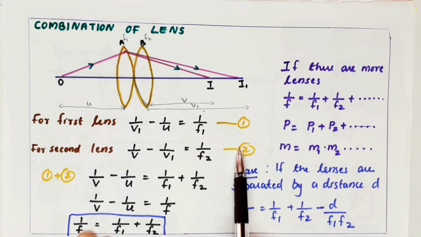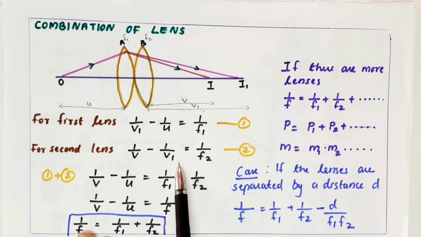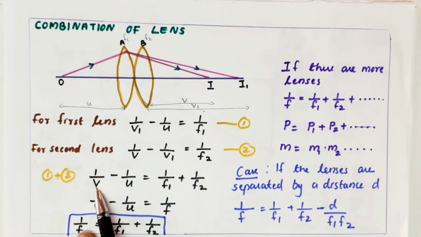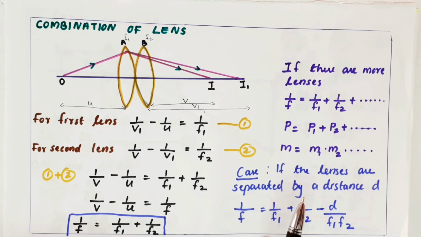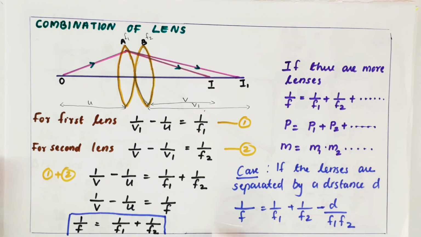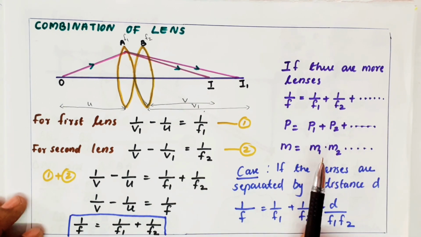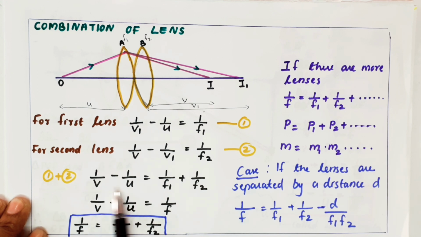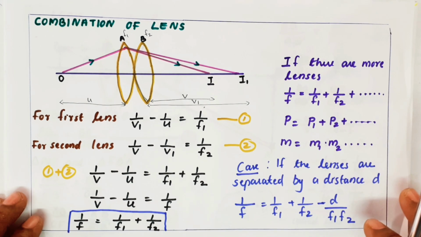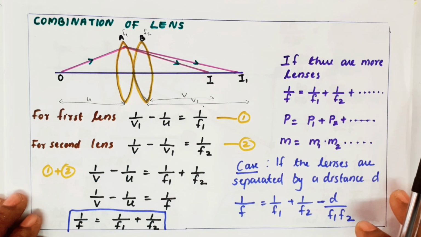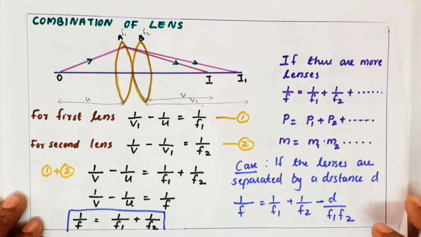Take it as equation number 1 and 2. Add these two equations. 1 by v1 minus 1 by v1 gets cancelled. So we can write 1 by v minus 1 by u equals 1 by f1 plus 1 by f2. If you see the left side, it is your lens formula, so the right side should give the focal length. So we can call 1 by f1 plus 1 by f2 the effective focal length f, or you can write it as 1 by f equals 1 by f1 plus 1 by f2, the effective focal length.